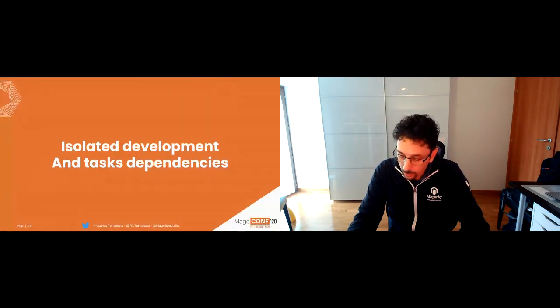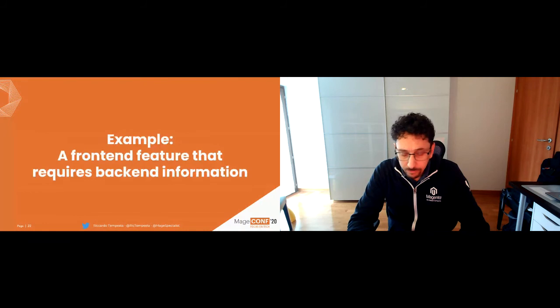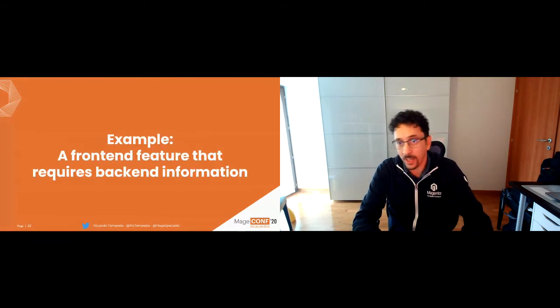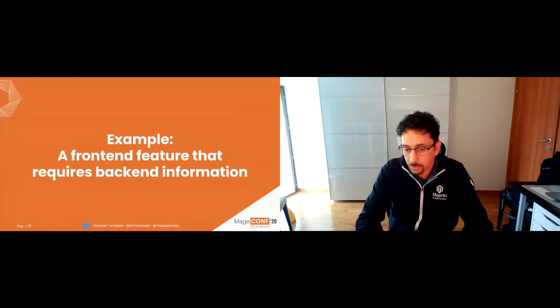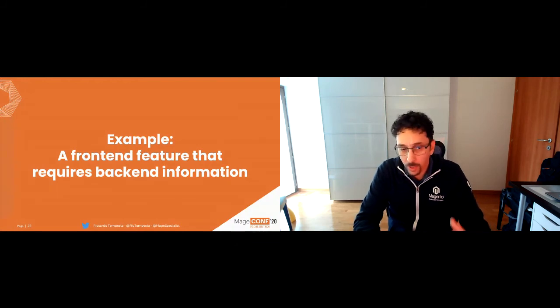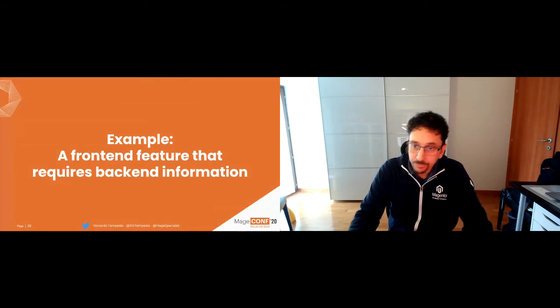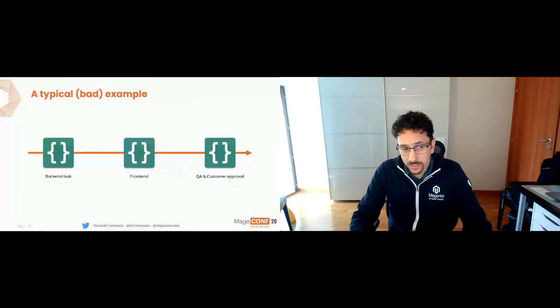I want to make an example. Let's imagine we have a front-end feature that, as usually happens, requires backend information. So let's imagine you have some kind of front-end feature that is getting information from your database, for example. So you need one backend guy to do something and one front-end guy to do something else. So what was the typical example before?